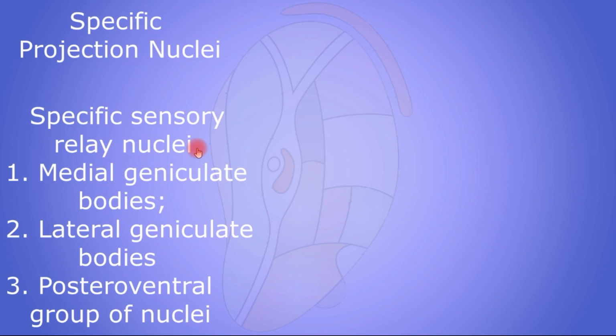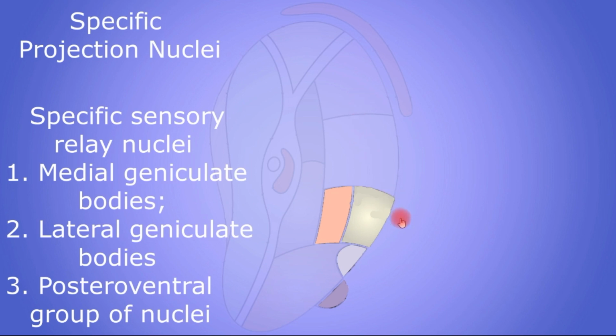Now coming to the specific projection nuclei. That means the specific projection nuclei are the ones which receive signals from different parts of the body, different parts of the brain, and then they send their output to a specific area or specific region in the brain. Under that, the first is specific sensory relay nuclei. So as we can see in this diagram, this is the functional grouping of the nuclei. We have already studied the anatomical grouping, that is anterior, medial and lateral grouping, and in lateral there were the ventral and the dorsal group, whereas this is the functional grouping.